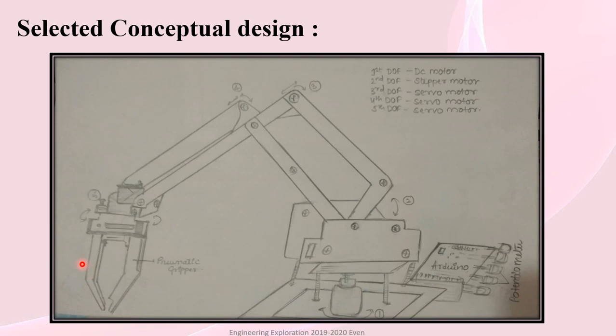Moving to the next topic, the selection of the conceptual design. The most appropriate and pertinent design we could select was this, made of an acrylic sheet, and the motors used are 1 DC motor, 1 stepper motor and 3 servo motors. It is an Arduino programmed robotic arm with potentiometer control, and there are 5 degrees of freedom with a pneumatic gripper.